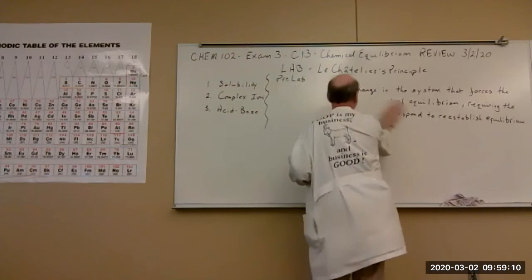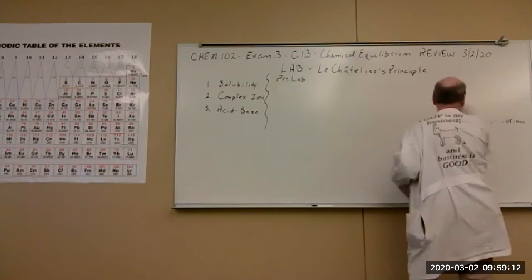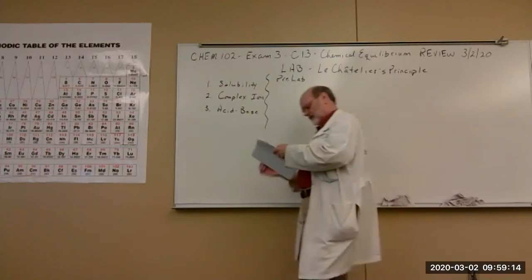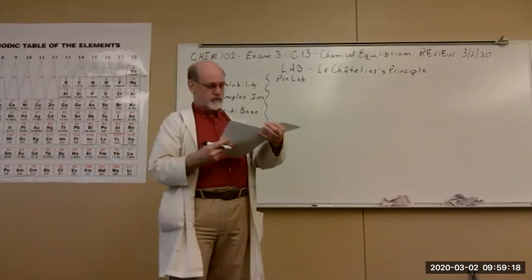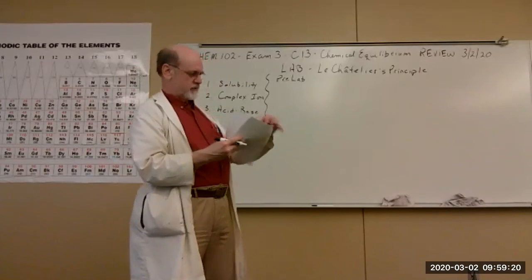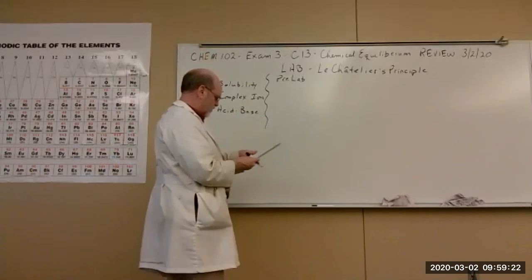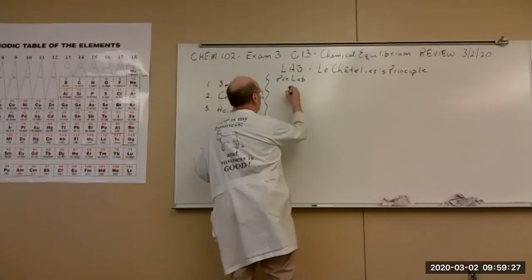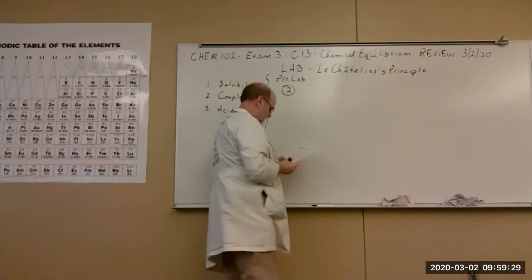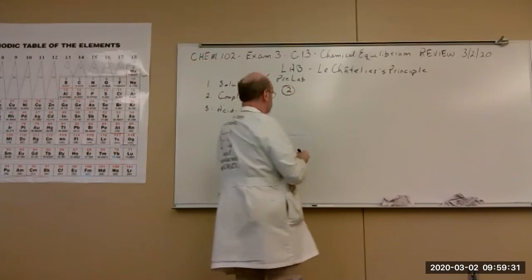All right, let's take number two. How many of these pre-labs do we have anyway? There's one more. 1, 2, 3, 4. Okay, I may not do all of them. Pre-lab 2. Okay, say we have this system.